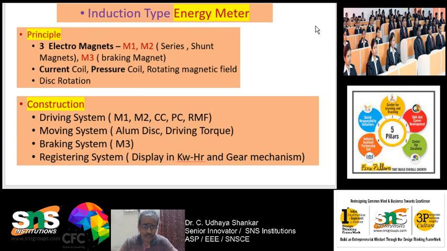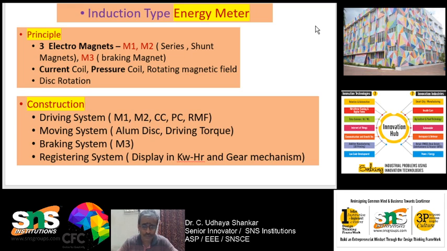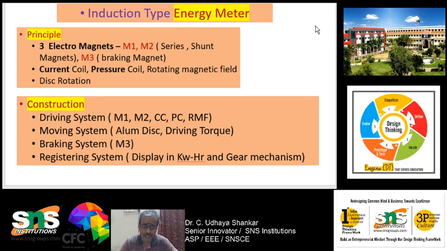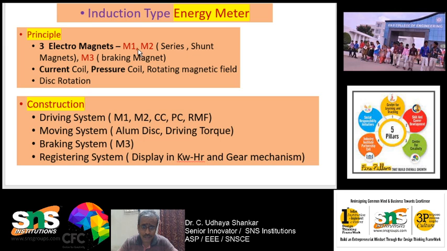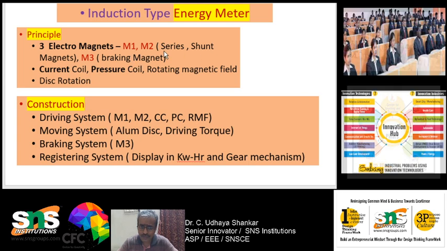So here first, before going into the principle of operation, we just want to know what the different parts are that are available in an energy meter. Anyway, we will be going to the diagrams and other things later. You will have 3 different magnets, named M1, M2 and M3. The first magnet, M1, is called the series magnet, M2 is called the shunt magnet, and M3 is called the braking magnet.